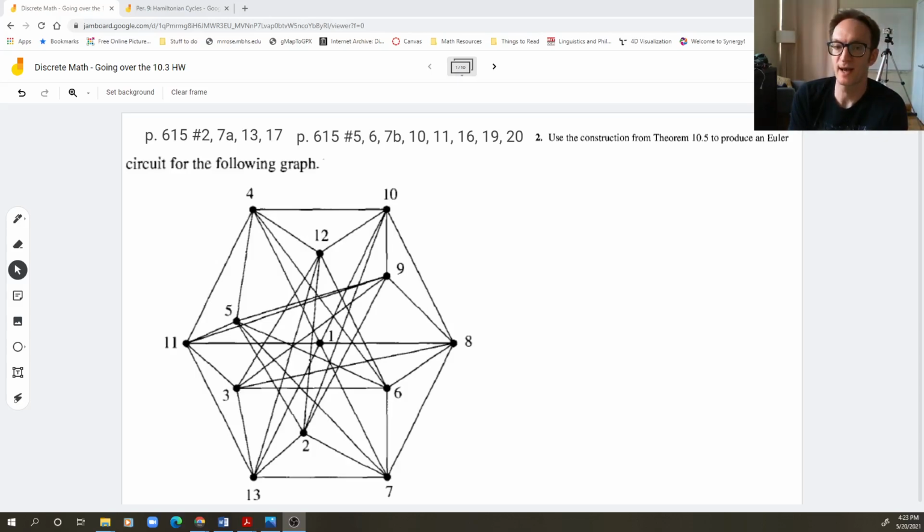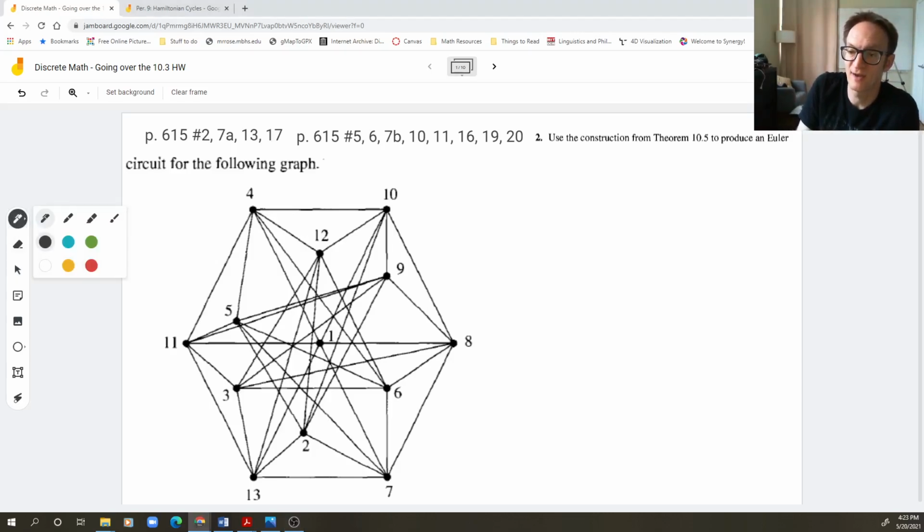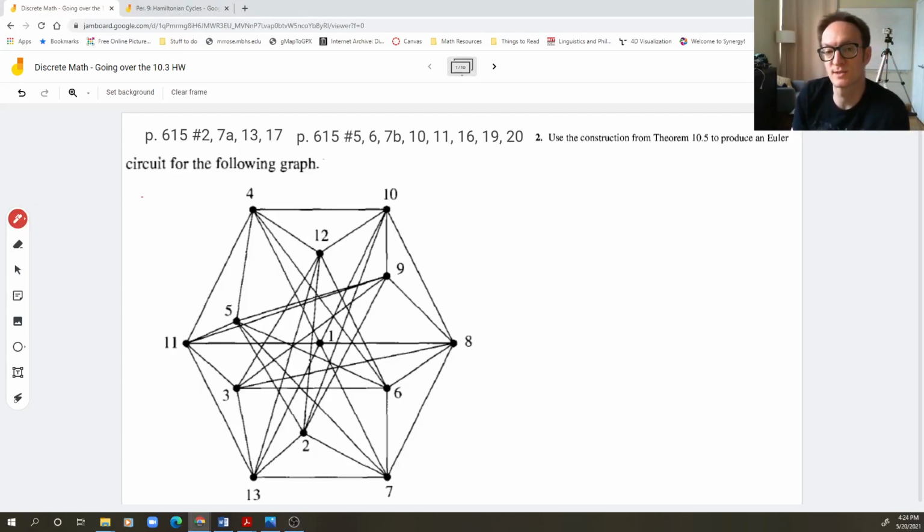Immediately, there's a problem like, I don't want to do it. Use the construction from the theorem to produce an Euler circuit for the following graph. That's what Gossett calls them. Okay, so I guess if I'm really going to do this, I'm going to start to do it and then give up because I hate this problem. But there's like, I don't know how many edges, like a million edges. And I need to make an Eulerian circuit, or Euler circuit, as Gossett calls it.